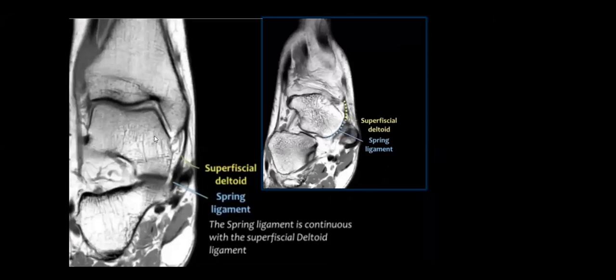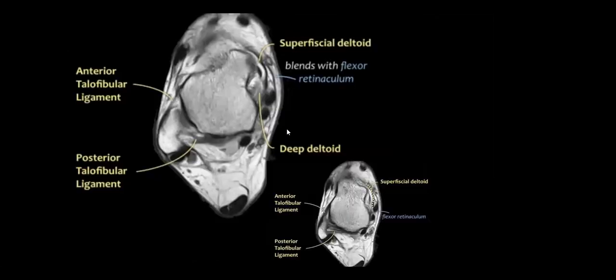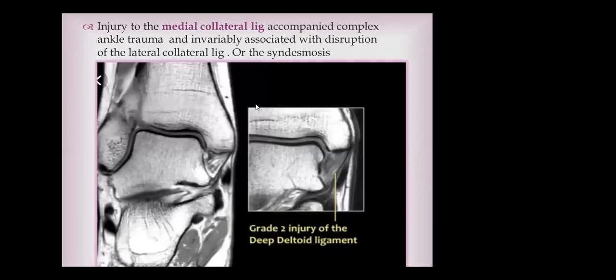This is also a coronal section that shows the superficial deltoid, and this is the spring ligament. This is also the spring ligament, which is part of the superficial deltoid ligament. This is an important picture that shows both part of the lateral collateral ligament and part of the medial collateral ligament. Here the anterior talofibular and posterior talofibular, and here we will see the superficial and deep deltoid ligament. Injury to the medial collateral ligament accompanies complex ankle trauma and is invariably associated with disruption of the lateral collateral and syndesmotic ligaments.